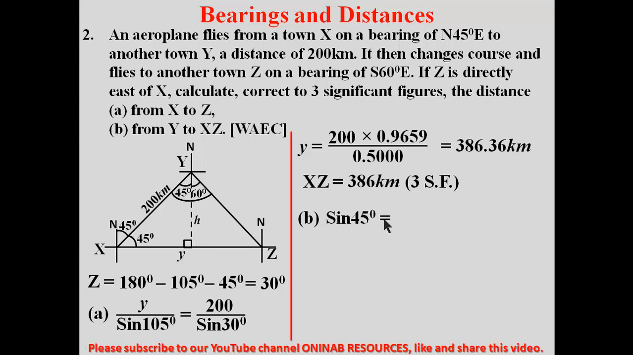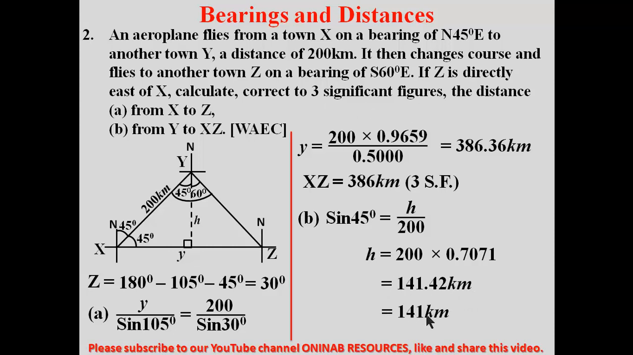So we have sine 45 degrees is equal to h over 200, and that will give us h equal to 200 multiplied by sine 45 degrees, which is 0.7071. From our calculator we have 141.42 kilometers. To 3 significant figures we have it as 141 kilometers. This is the end of this problem and the end of the tutorial.